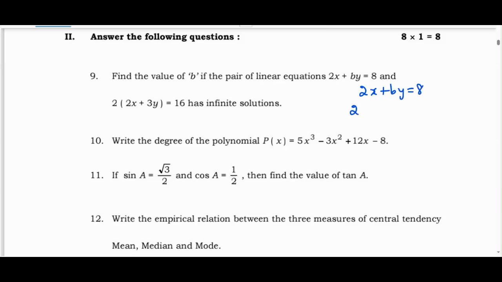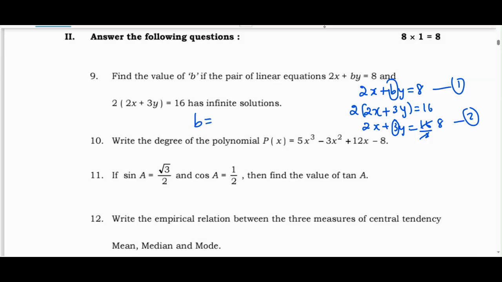Then the other one is 2 into 2x plus 3y equals 16. So if I take this to the other side, the second equation will come 2x plus 3y equals 16 by 2. That is nothing but 8. So now if you compare equation 1 and equation 2, we can see that in place of b we have the answer as 3. So the b value will be 3.